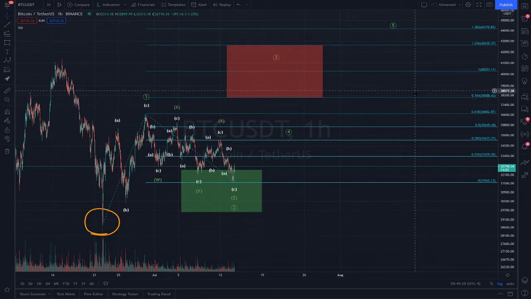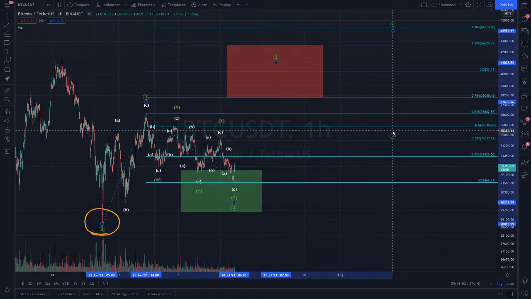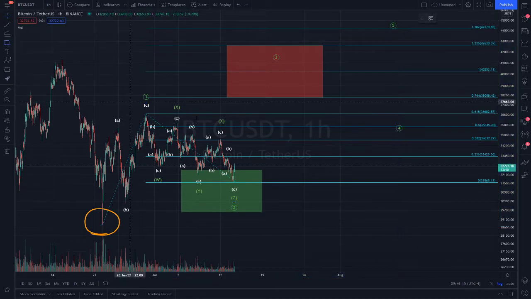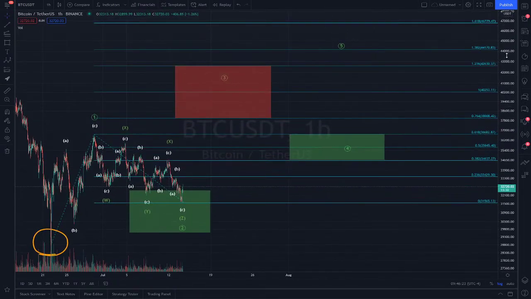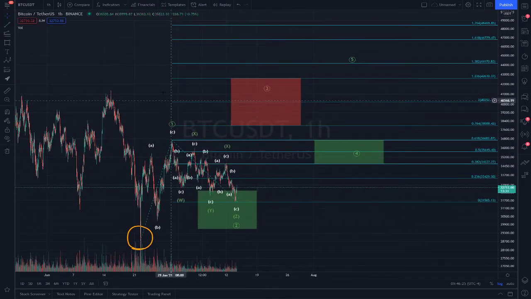So 38K to 42K it could top out, and then 4 can come down and overlap with 1, potentially in this region, 35, 34, probably anywhere between 34 and 36 again. This is all very, very preliminary. As it moves along, if it even proves the scenario correct, we can make this a little bit better.